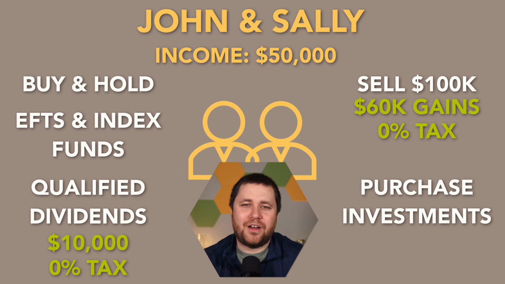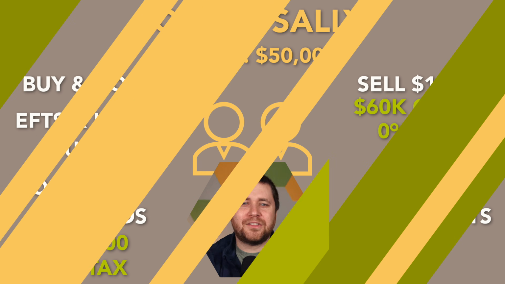In total, John and Sally receive $70,000 in investment income, combining the $60,000 in capital gains and the $10,000 in qualified dividends, and they receive it completely tax-free. It makes them wonder why they call it a taxable investment account after all, but that's a mystery for another day. Tax optimization is just one piece of a successful investment strategy.